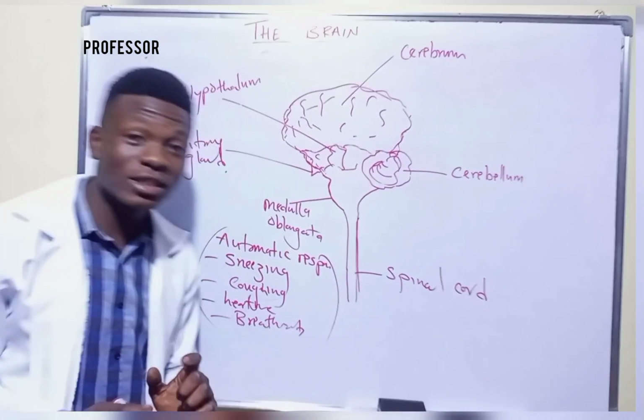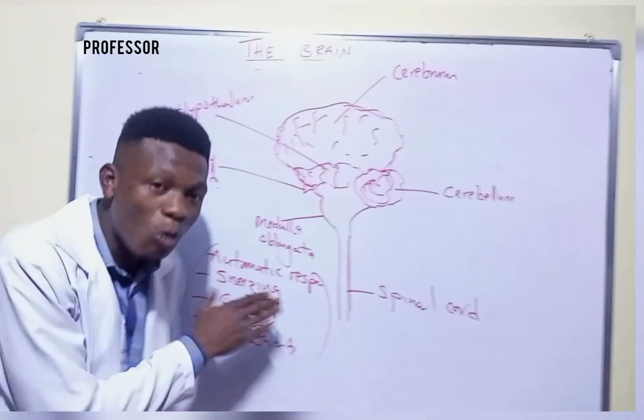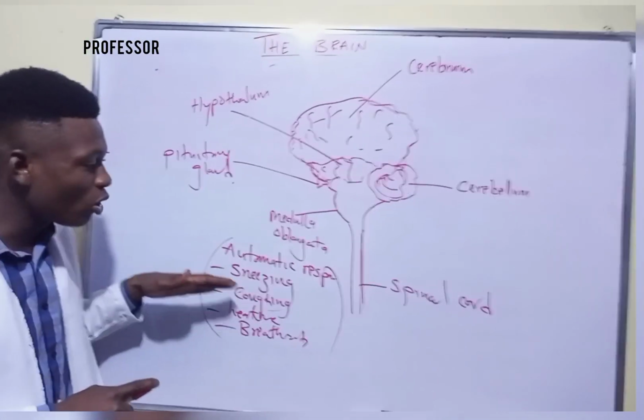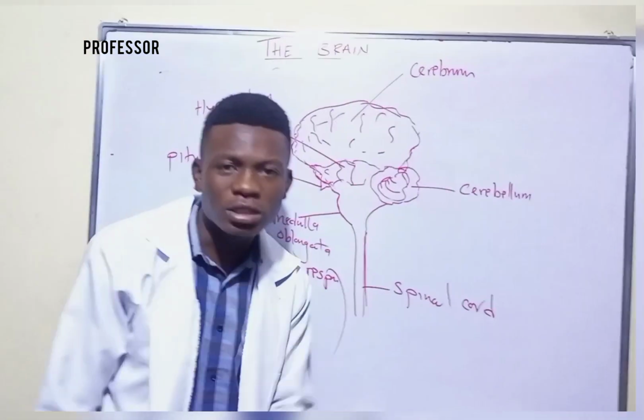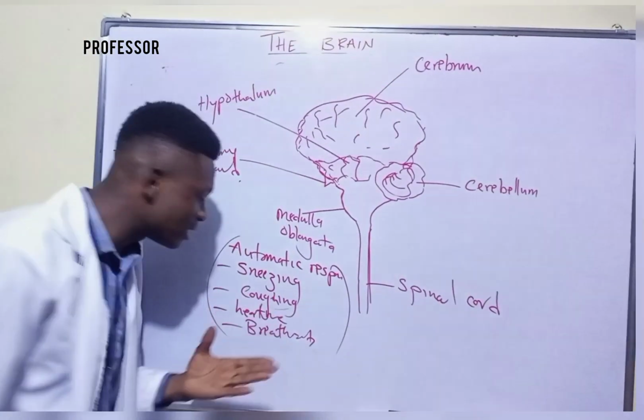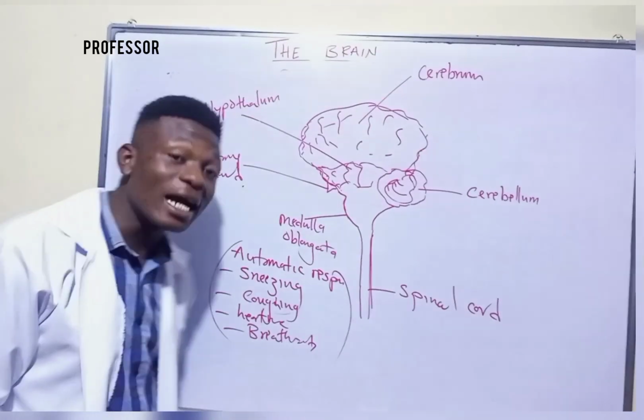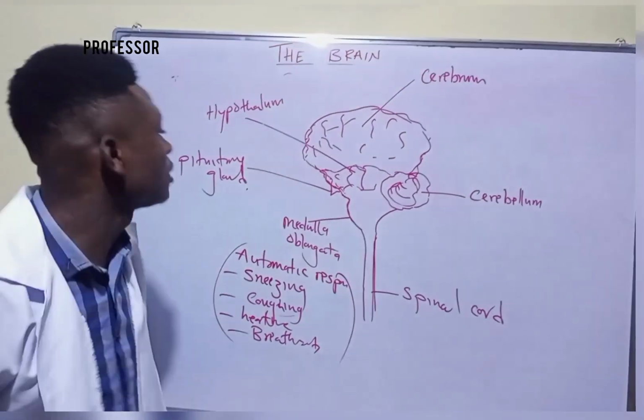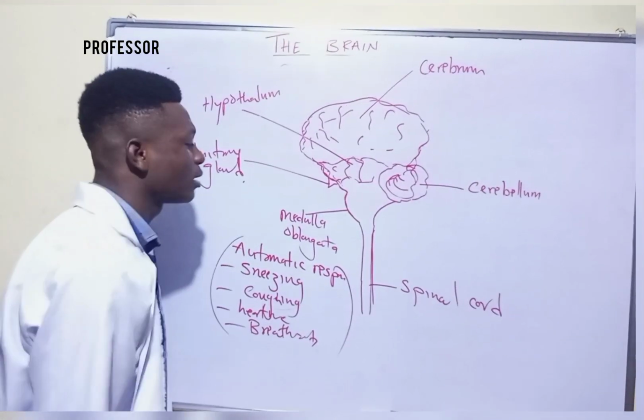So this is very simple. The medulla oblongata is responsible for automatic responses: swallowing, sneezing, coughing, heart rate, and breath rate. These are the functions of the medulla oblongata.